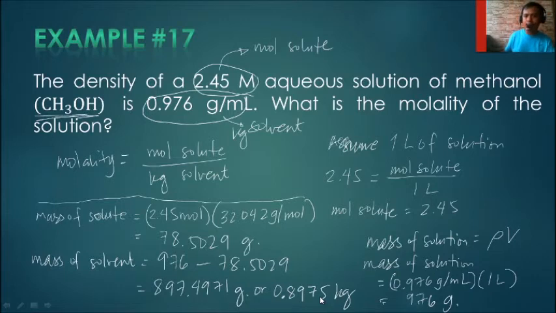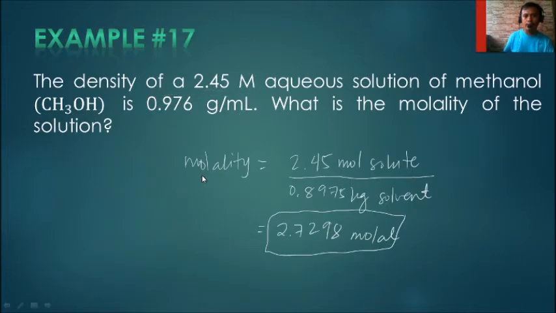And then from that, since we have already obtained the mole of solute and the kilogram of solvent, you will have 2.45 moles divided by 0.8975 kilograms, and you will get 2.7298 molal, or mole per kilogram.